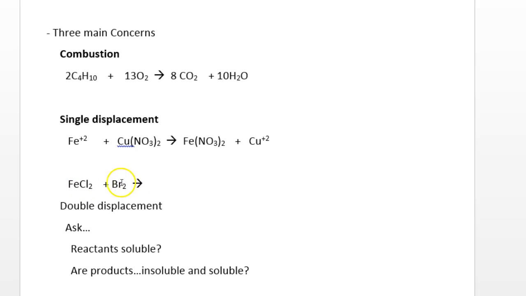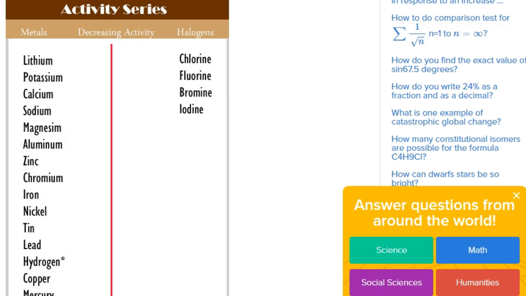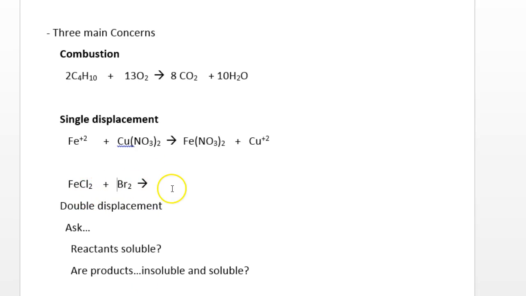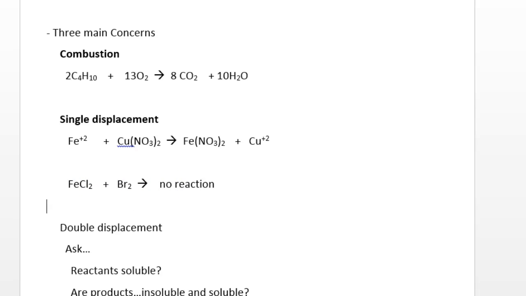It's FeCl2 and Br2. So we have the two halogens, chlorine and bromine. And the only thing we're looking at in this reaction is, is bromine stronger than chlorine? If it is more reactive, that means it will replace the chlorine. We're not worried this time about the metals. So if we go look at our activity series, chlorine is more reactive than bromine. So chlorine more reactive, no reaction.